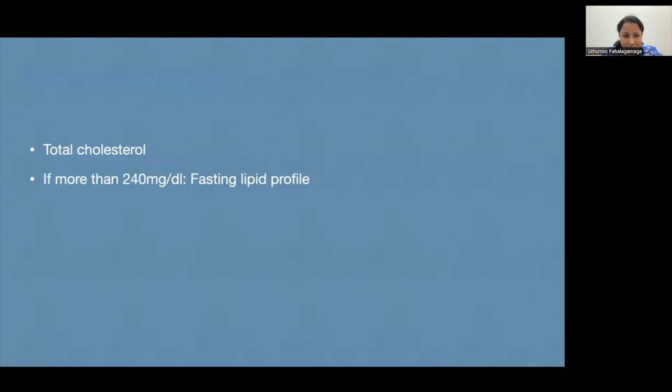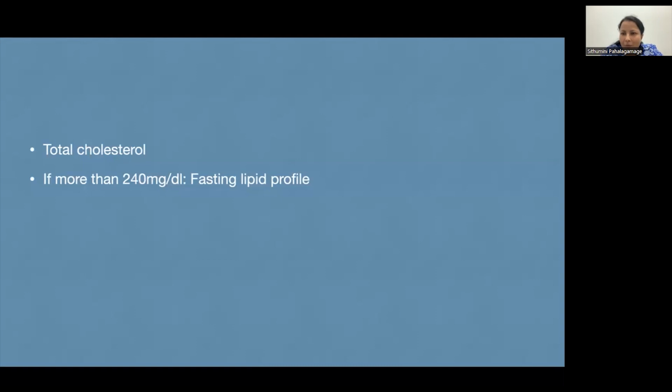If they present to your practice, even your GP practice, or when they present to your hospital, we can do a total cholesterol on them. If that is more than 240, we can go to a fasting lipid profile. And about this lipid profile, you know that of late we say the lipid profile doesn't always need to be fasting.